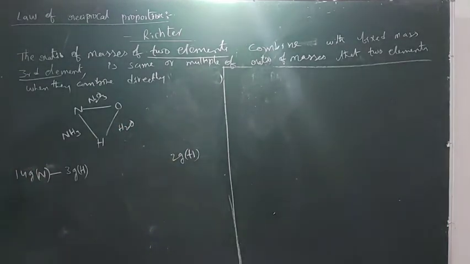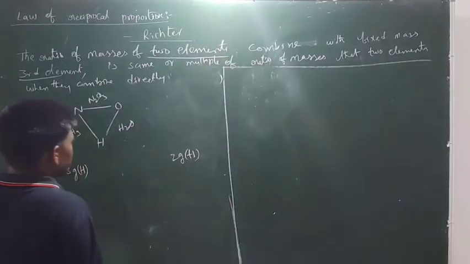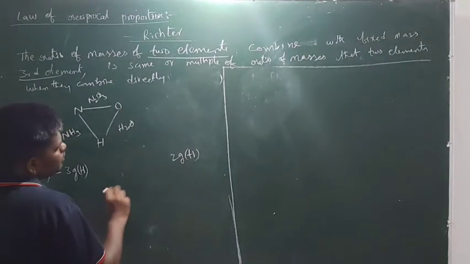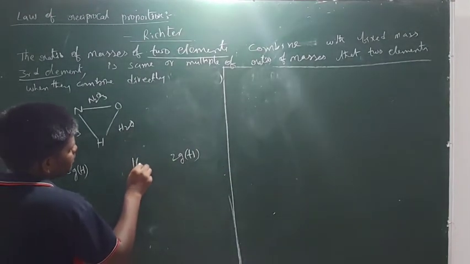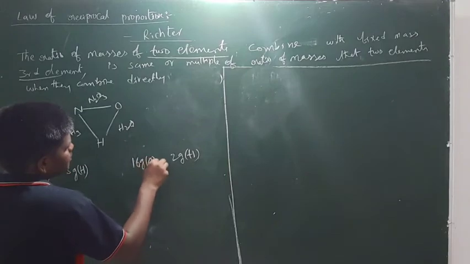Each hydrogen has 1 gram mass. Next one, guys, what is the mass of the oxygen? Only one oxygen is there. Mass of the oxygen is 16 grams.